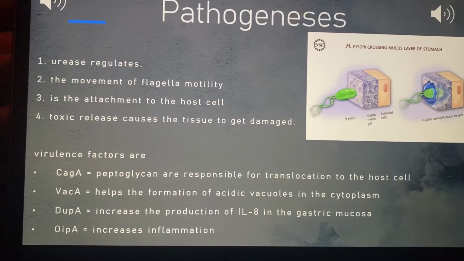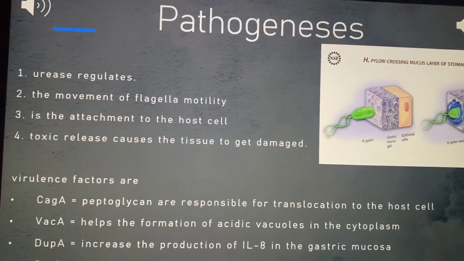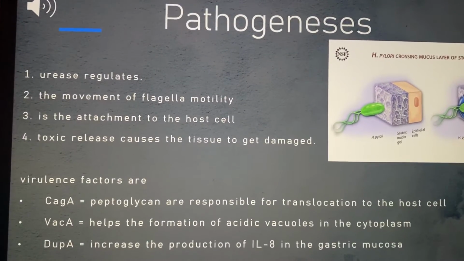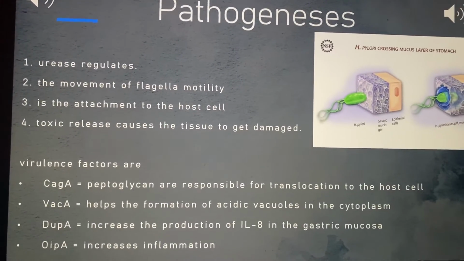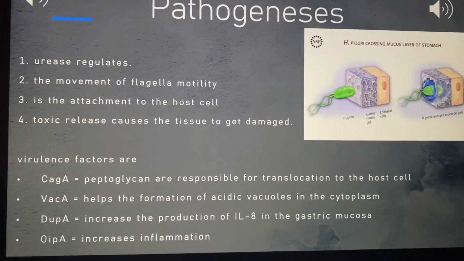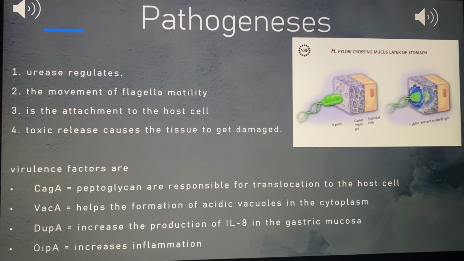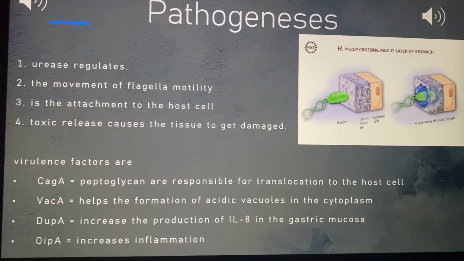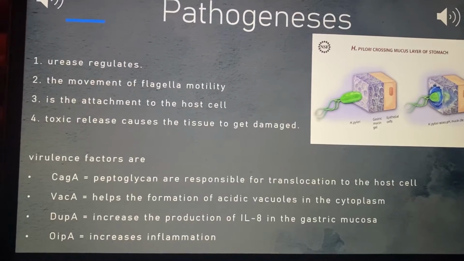There are 4 steps in how H. pylori infection is created. Step 1 is the infection develops in the acidity of the stomach, by which urease regulates. Step 2 is the movement of flagella motility to reach the epithelial cells. Step 3 is the attachment to the host cell. Bacteria interacts with cellular receptors that protect from displacement from the stomach. And step 4 is the toxic release that causes the tissue to get damaged.